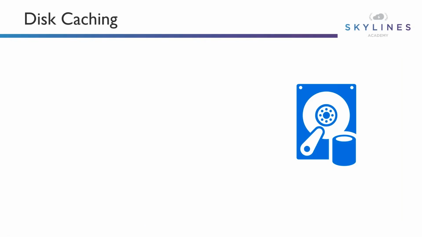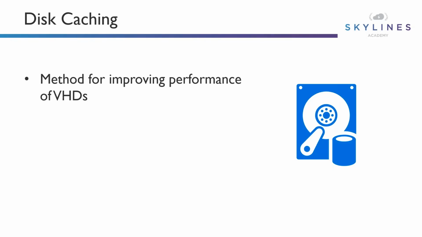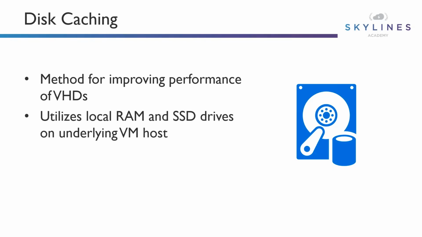Let's hit disk caching here for a minute. If anyone's not familiar with disk caching, this is essentially a method for improving the performance of our VHDs, which are ultimately, behind the scenes here, those disks that we've added to the machine. What it does is it utilizes local RAM and SSD drives on the underlying VM host.